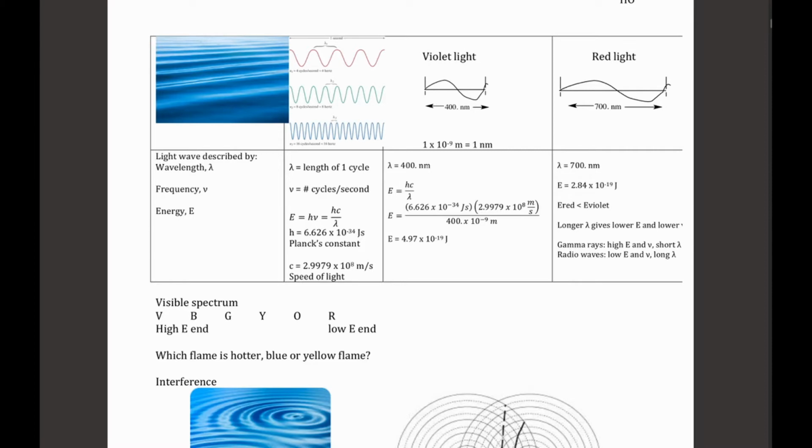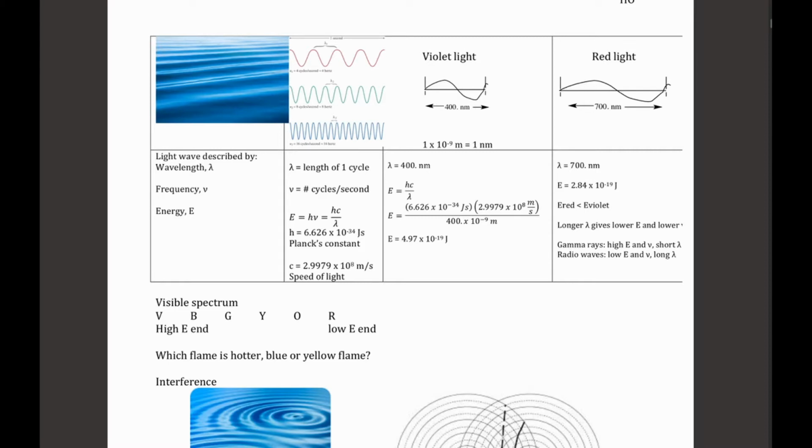H and C are both constants. H is 6.626 times 10 to the minus 34 joule seconds. It's called Planck's constant. C is the speed of light, and its value is 2.9979 times 10 to the 8th meters per second. At least that's its value to that many sig figs.